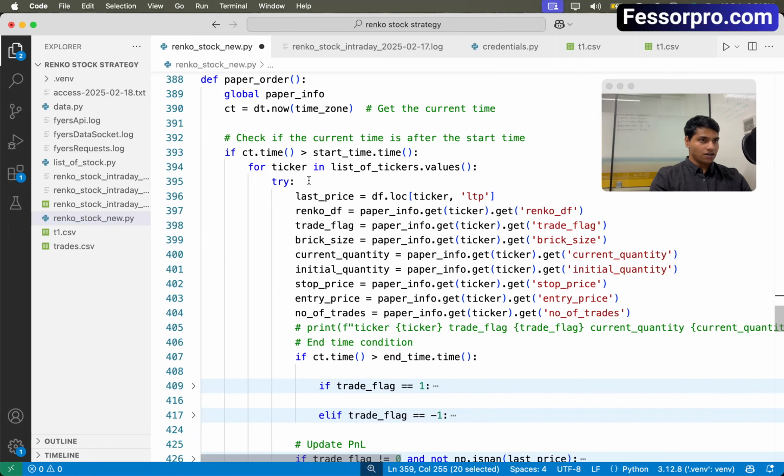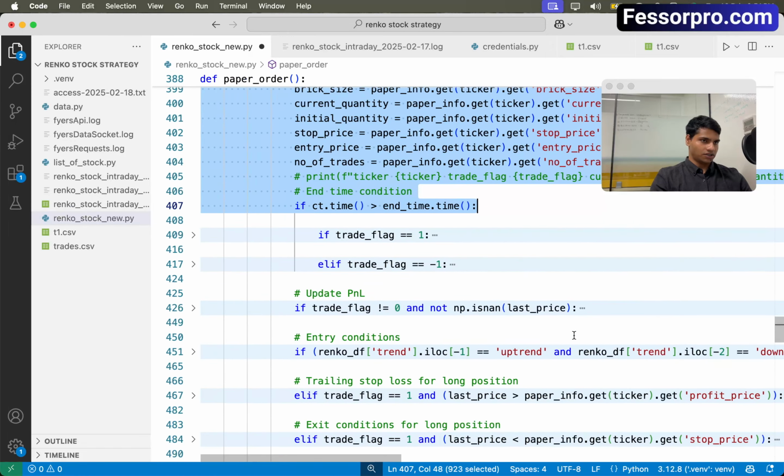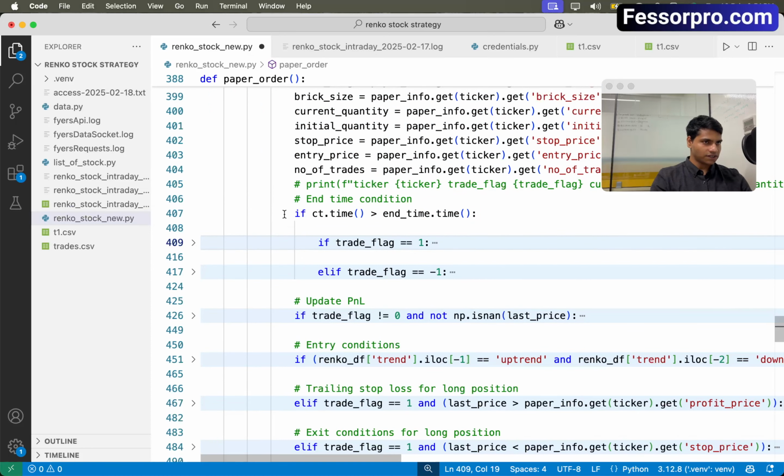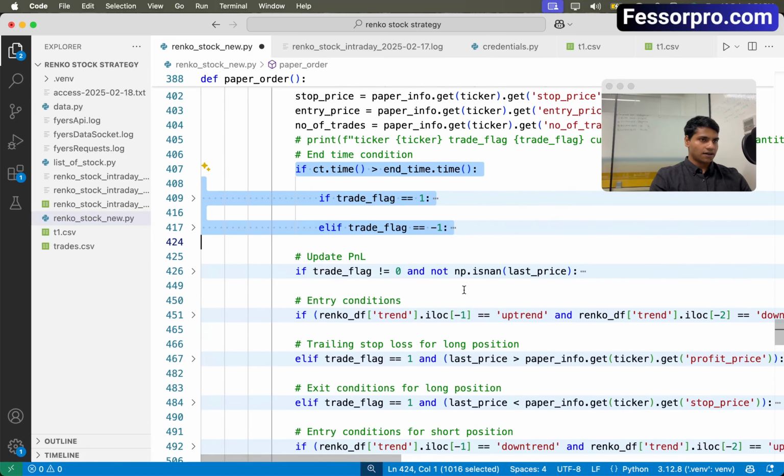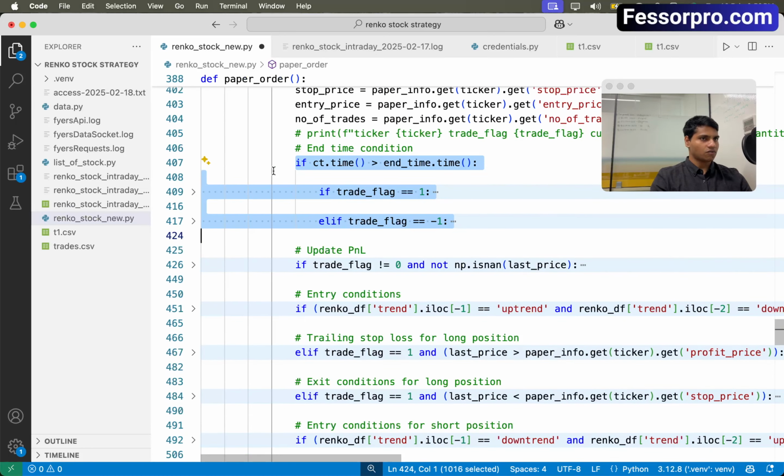Okay. After reading all the data, I have some conditions. So these are all the conditions. The first condition is the end time condition. Let's go through the end time condition first. What is my end time condition? If my current time is greater than the end time, it means we have reached the end time. We have to close the position.